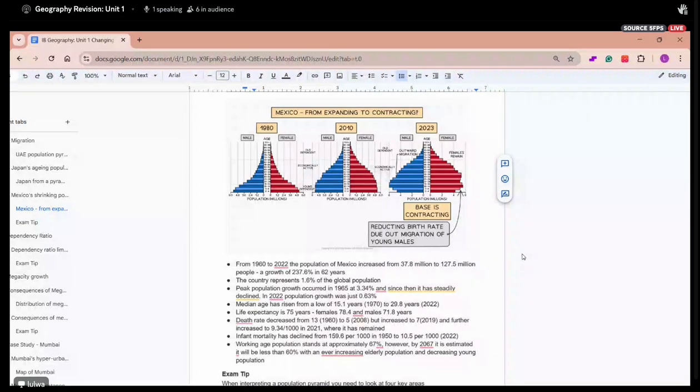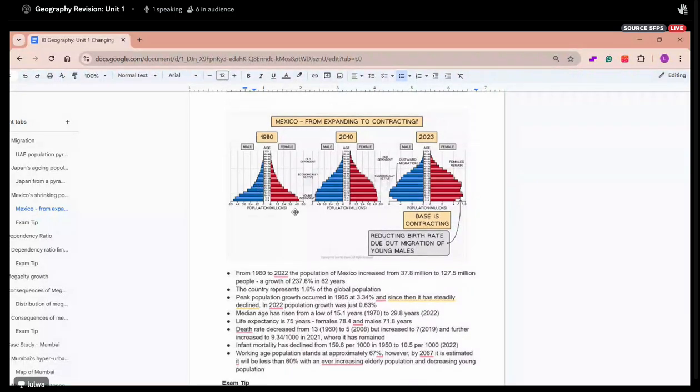And so as you can see here, the base of the pyramid is contracting, which means that there is a reducing birth rate, or the population is changing a lot due to rapid migration of young men outside of the country. So as you can see, factors such as fertility rates, birth rate, death rate, and migration all play a big role in the shaping of a population pyramid.